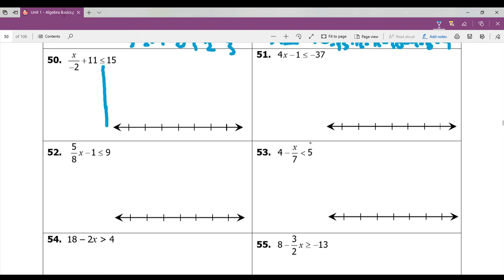Alright. Remember your original sign in case we have to flip. So there's an 11 here, so we're going to get rid of that. X divided by negative 2 is less than or equal to 4. We're dividing by negative 2, so we multiply by negative 2.